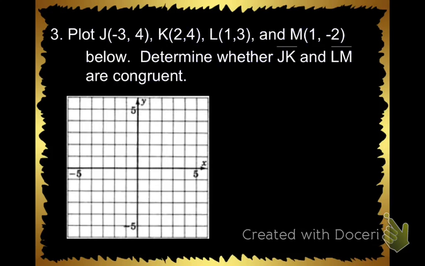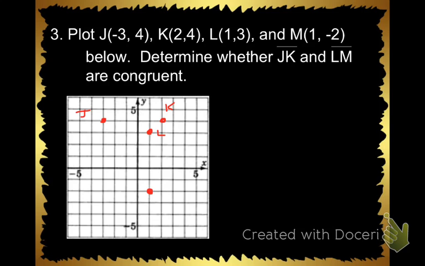If we plot points on our coordinate plane, we'll determine whether the segments JK and LM are congruent. We'll find their distances. So let's start with point J at -3, 4. This point J. K is at the point 2, 4. L is at 1, 3. There's L. And M is at 1, -2.